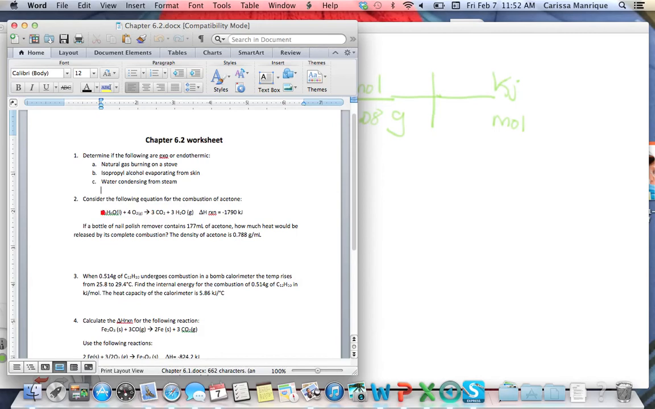So that could be a problem that comes up in your homework, and if you miss it, that might be why, because it's not always per 1 mole, it just depends on the reaction. So when you come across a problem like this, just keep that in mind.